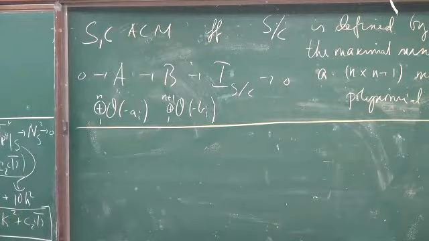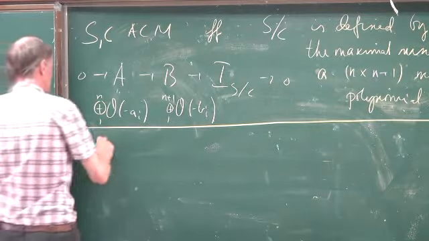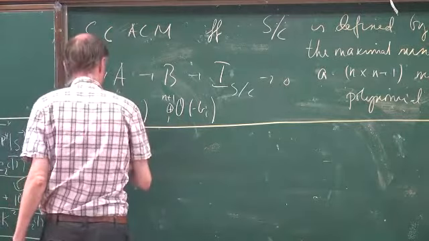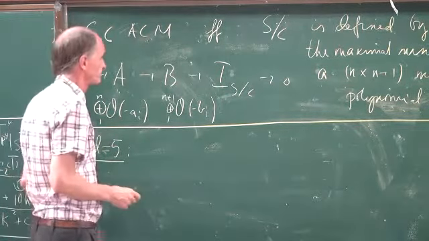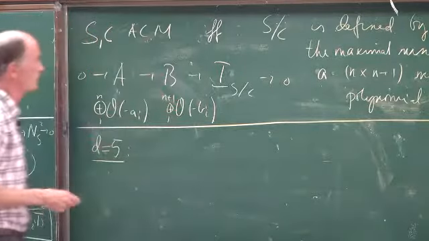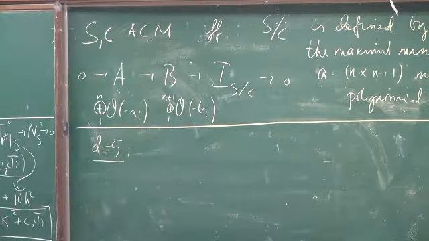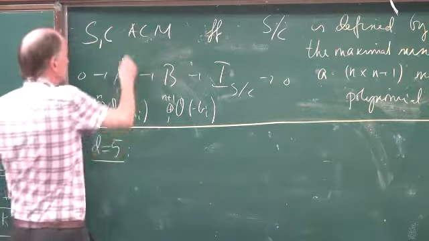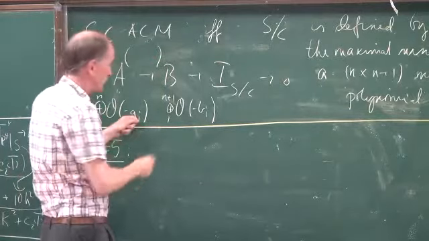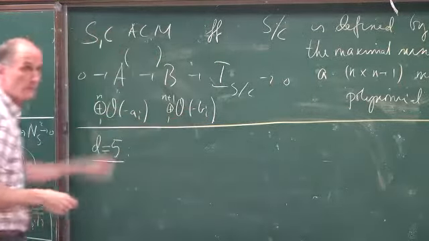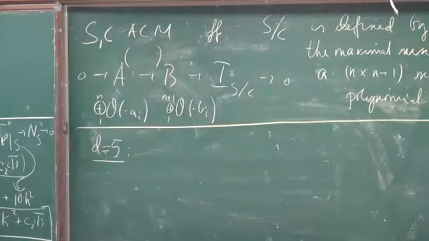So therefore, with this, let's see what happens in degree 5. Now we can write the degree in terms of the invariants, and certainly the degrees of the entries in the matrix are determined by these two.